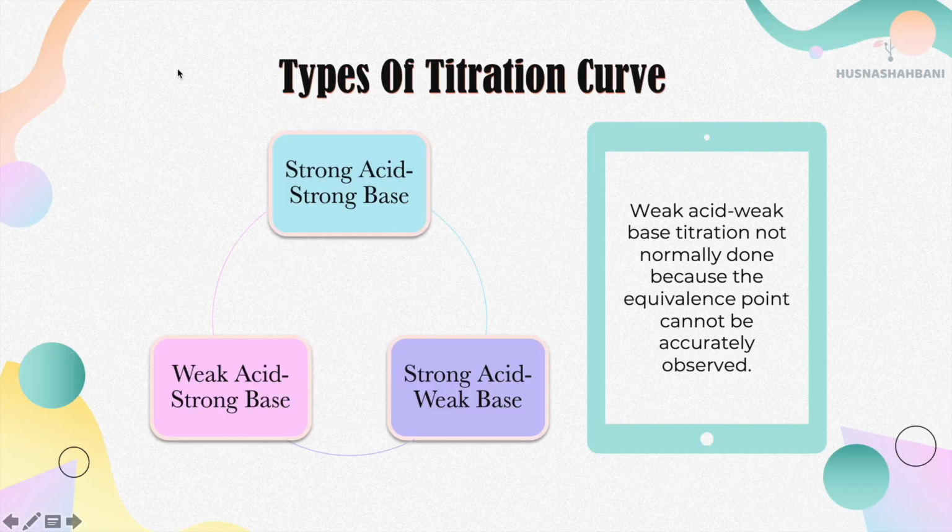There are three types of titration curves in common: strong acid with strong base, weak acid with strong base, and strong acid with weak base. We have weak acid, weak base titration, but it's not normally done because the equivalence point cannot be accurately observed, since both are partially dissociated. So these three are the common types of titration curve.